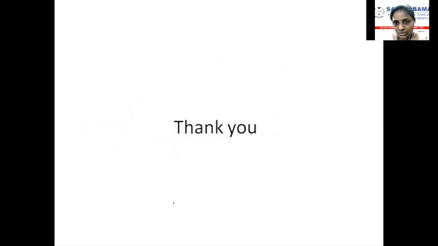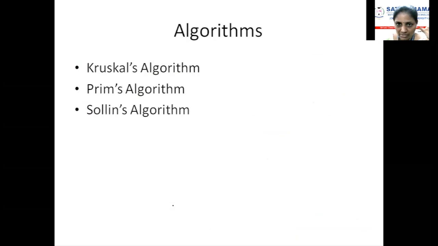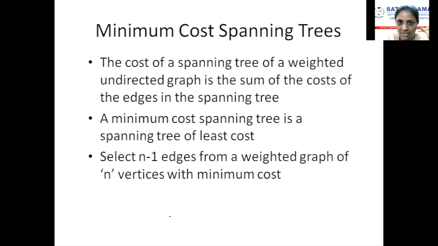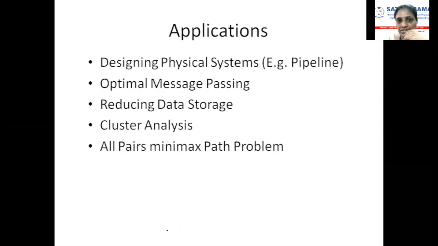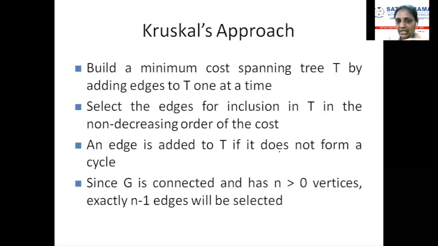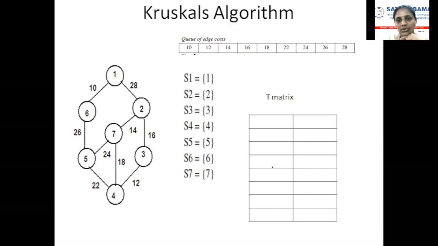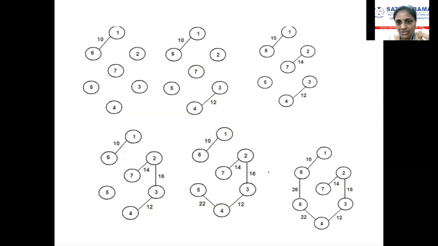Okay, so in this session, we understood what a minimum spanning tree is. We understood what the applications of a minimum spanning tree are. Then the various algorithms, just the names. We understood that there are two more algorithms to discuss, Prim's algorithm and Sollin's algorithm. In this session, we understood Kruskal's algorithm in detail. So next class, we will go in for Prim's and Sollin's.